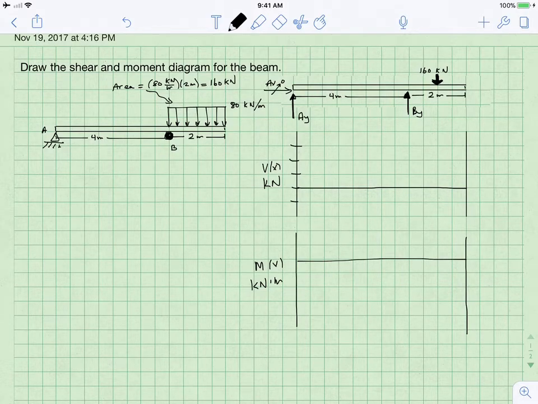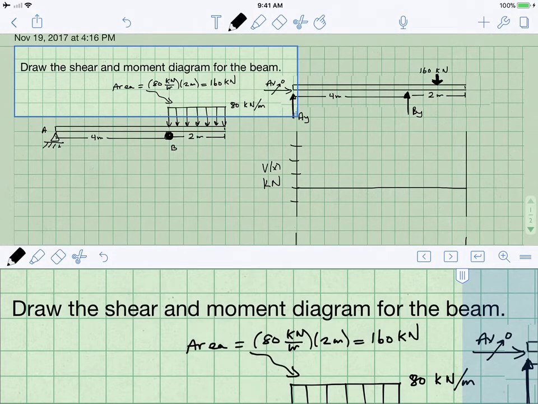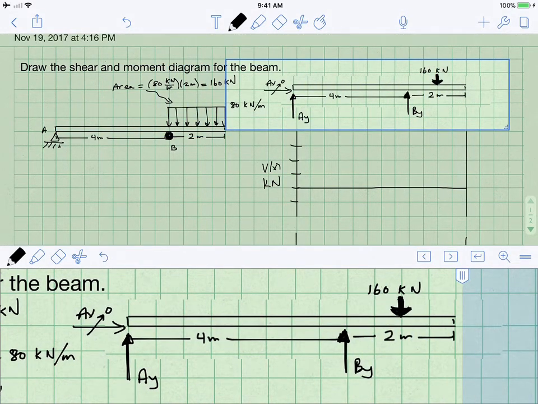First step, step one, is to find the external reactions on the beam. So that's what we need to do. And I have already begun by drawing a free body diagram of the beam over here. There are no horizontal forces. Therefore, AX is 0, and all normal forces in this beam will be 0, and I will not talk about them anymore.